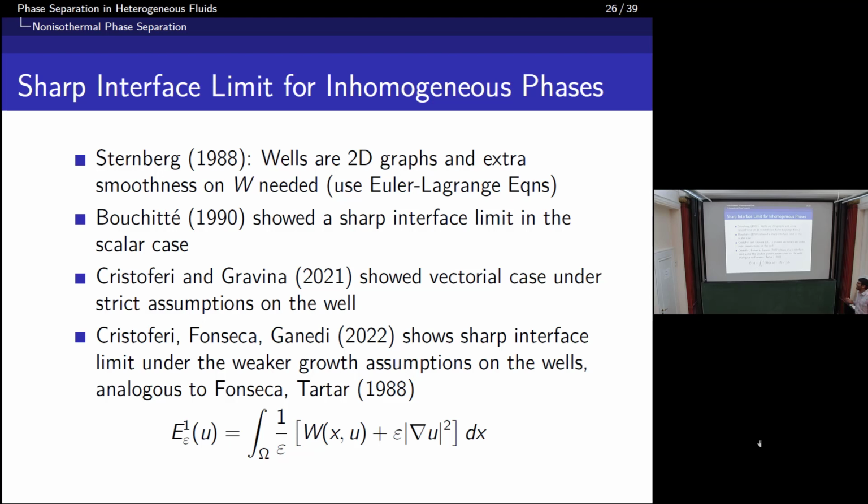And then the way I learned about this more is through Riccardo and Giovanni Gravina, who was also a student at CMU, a student of Giovanni Leoni. What they showed is the vectorial case, but they had some extra assumptions on the wells, which Irene didn't really like that much. So what we do is we show a sharp interface limit under much weaker growth assumptions, which is pretty much analogous to the Fonseca-Tartar assumptions.